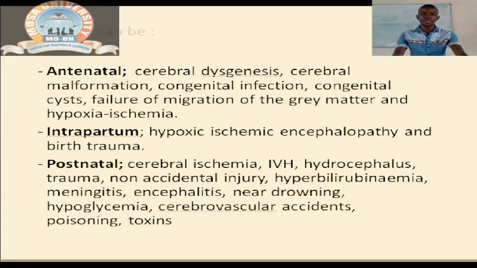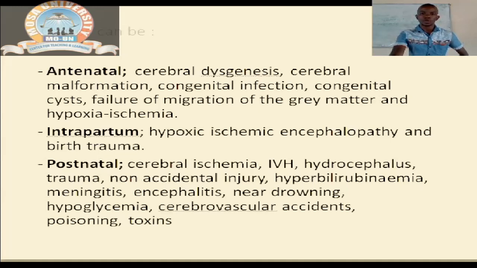So the causes can be either antenatal. Under antenatal here we've got cerebral dysgenesis, which basically means there's a malfunction in brain development. Okay, cerebral malformation, the brain is developing but it is not developing as it is supposed to. There's congenital infection, congenital cysts, failure of migration of the gray matter, and hypoxia or ischemia. Okay, that is under antenatal causes.